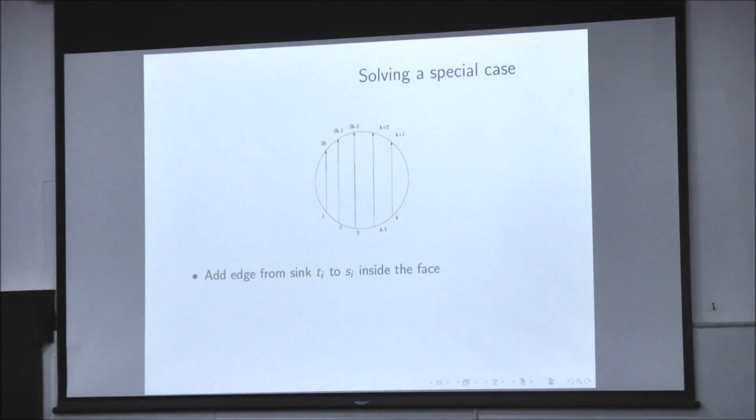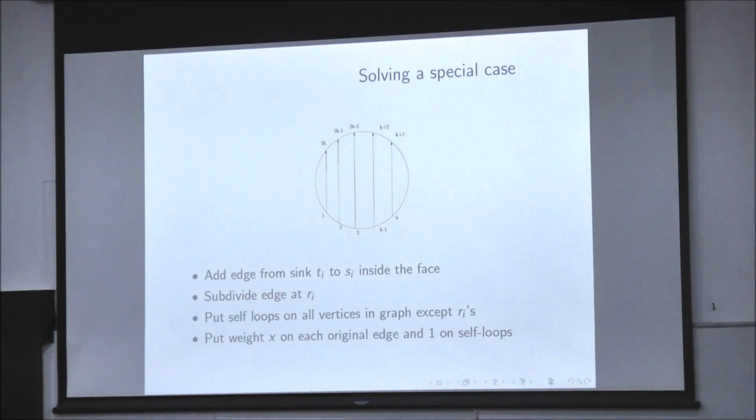Correct? So conceivably one might have edges in between these which are not parallel, but we don't have those. We are talking about the parallel configuration. And we make a slight modification to this graph. We add edges from Pi to Si inside the face. We subdivide edges at Ri. These are some technical things. Put self loops on all vertices in the graph except the Ri's. Ri's are the subdivision vertices. And put a weight x on each original edge and 1 on the self loops.